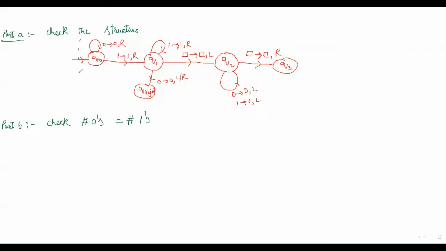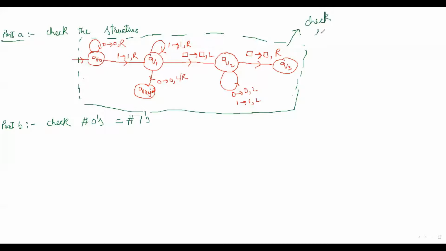So what was the aim of this part of the Turing machine? The aim of this part is to check the structure of a string. If the structure is not in the correct format, then we will reach a reject state, and the Turing machine will reject the string. However, if the structure is correct, then we will be in state Q3.